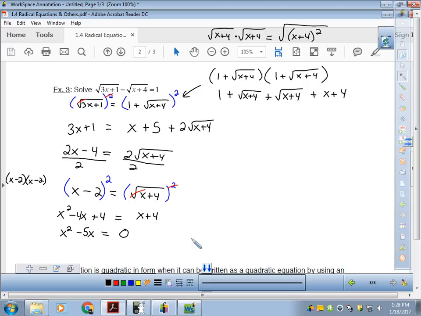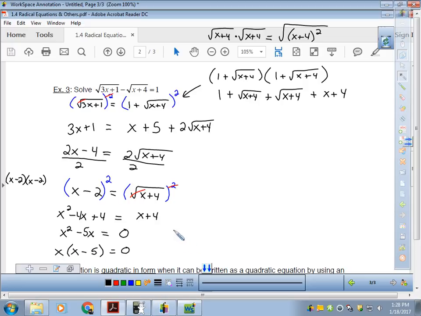Now, you could solve that equation with the quadratic formula, but it's actually really easy to factor. Since it's only 2 terms, you can just pull out the greatest common factor between them. The greatest common factor between these two is x. And when you pull it out of this, it'll leave behind an x. And when you pull it out of this, it'll leave behind the minus 5. So there's your 2 factors.